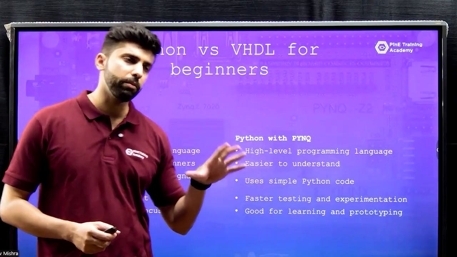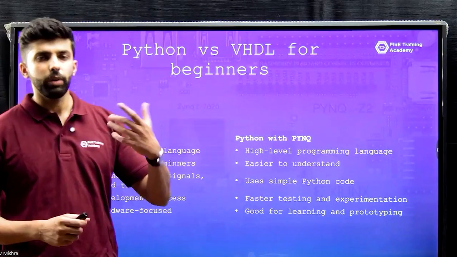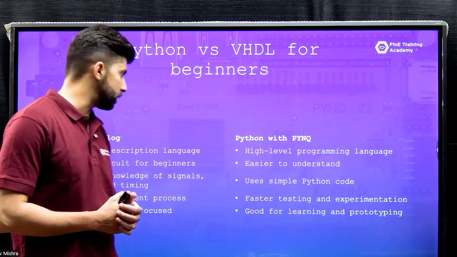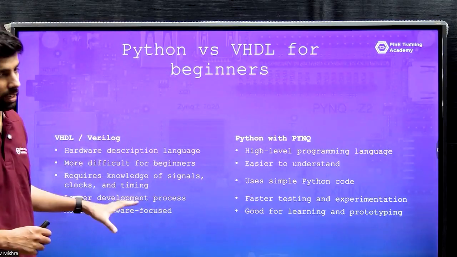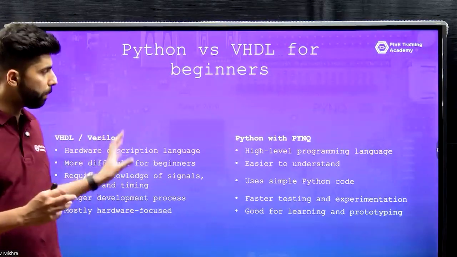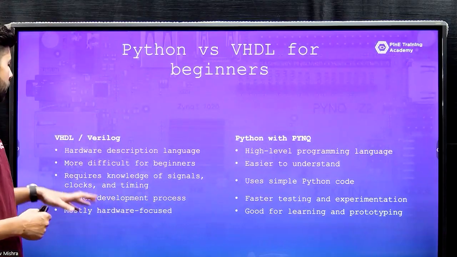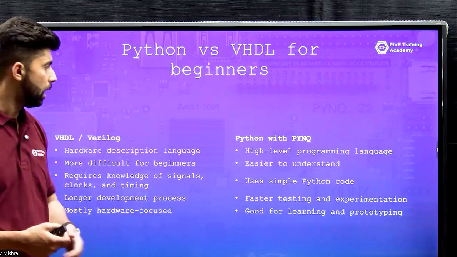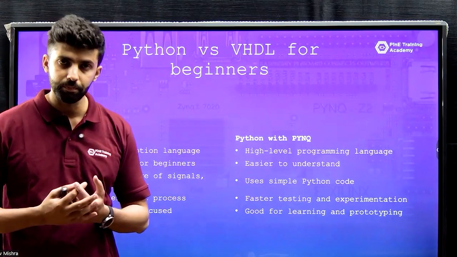Next, let's compare some features of VHDL and Python. Right now, we know that VHDL is a proper hardware description language, while Python is a high-level programming language. Python is comparatively easier to understand, but VHDL is difficult at the beginning stage. It is comparatively more effort-taking as compared to Python. Okay. Now, for VHDL, you require the knowledge of signals and clocks, but in case of Python, you just need to write the simple Python code.